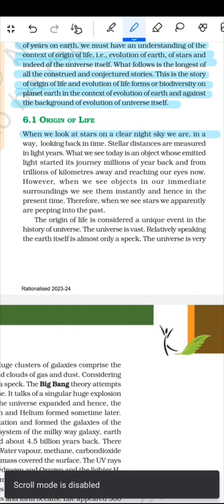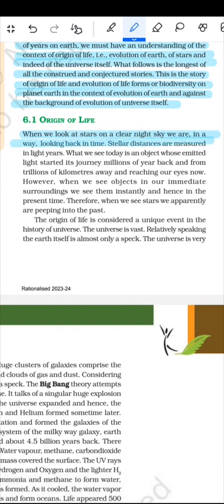on a clear night sky, we are in a way looking back in the time. Stellar distances are measured in the light years, but we see today an object whose emitted light started its journey millions of years back and from trillions of kilometers away and is reaching our eyes now. However, when we see objects in our immediate surrounding, we see them instantly and hence in the present time. Therefore, when we see stars, we apparently are peeping into the past.